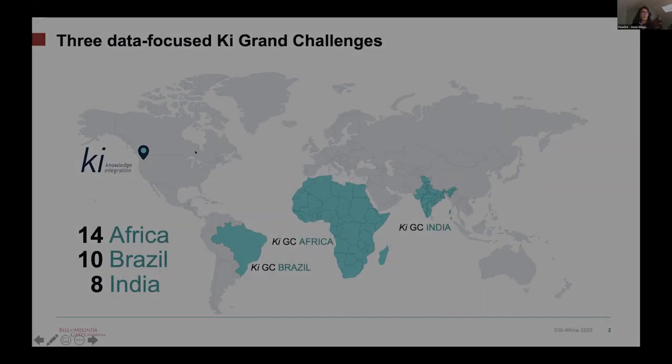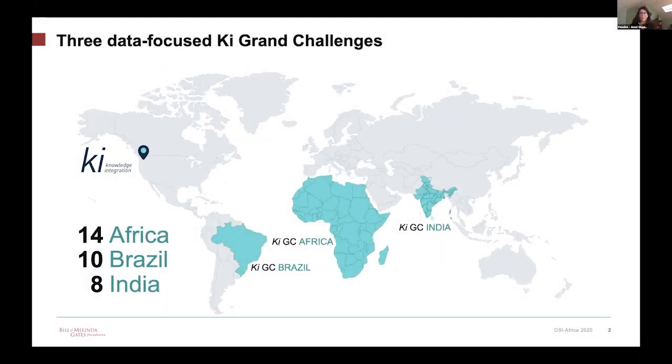I coordinate this program across Africa, India, and Brazil. It is a program called KI, Knowledge Integration Grant Challenges in Maternal, Newborn, and Child Health, that started in Brazil with 14 African projects and then expanded to Africa and India. Across the different regions, we share a similar vision, but the different projects come from unique perspectives depending on the data available and also the public health priorities in the region.